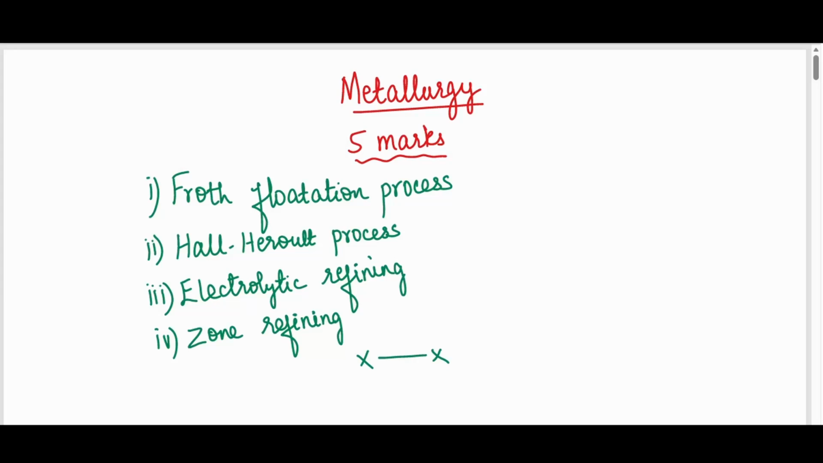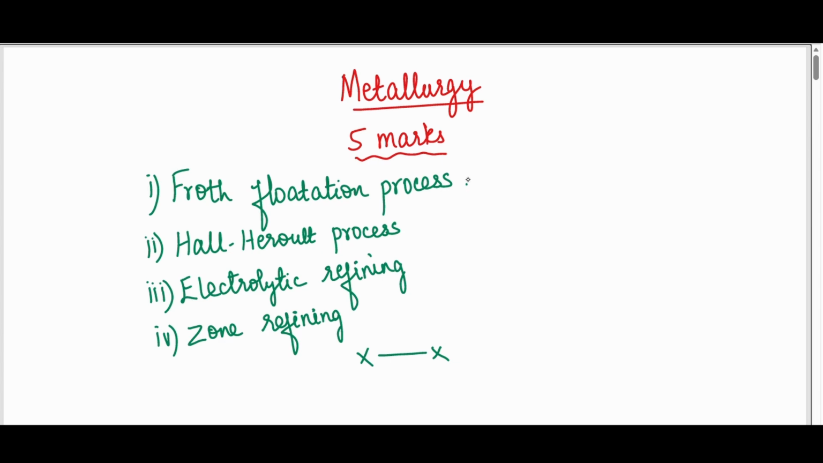Welcome to chemistry class. Today we'll quickly learn all the 4 and 5 mark questions from the metallurgy chapter. The 4 possible questions that can be asked from metallurgy are the froth flotation process, the Hall-Héroult process, which is also known as electrometallurgy of aluminium, electrolytic refining, and finally zone refining.